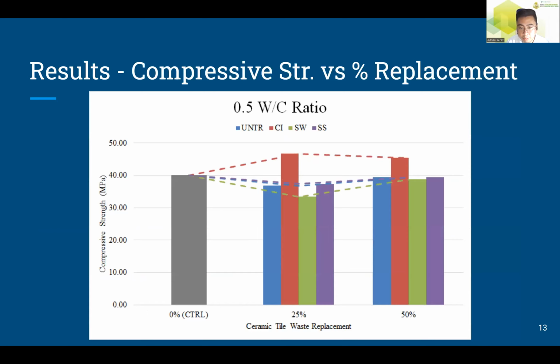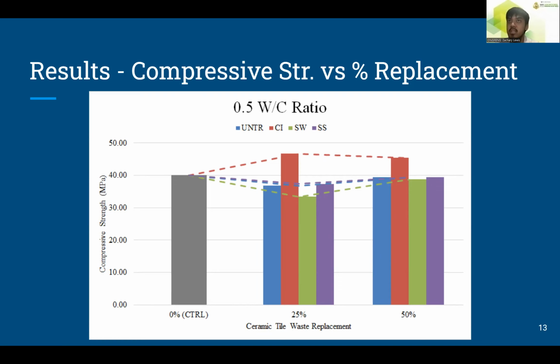Next slide, please. So next, here the graph is showing the comparison between the compressive strength and ceramic tile waste replacement with a constant of 0.5 water cement ratio. In the figure, it shows that compared to the control sample, the slurry wrapping method has the worst performance in the 25% replacement category, followed by the untreated and sodium silicate samples, which are more or less on the same level, with cement impregnation sample being the best sample for the 25% replacement category.